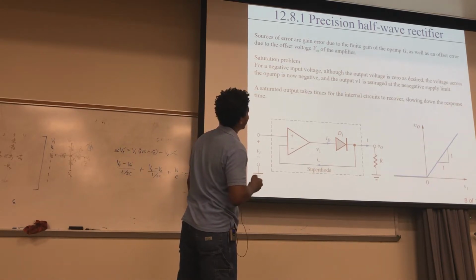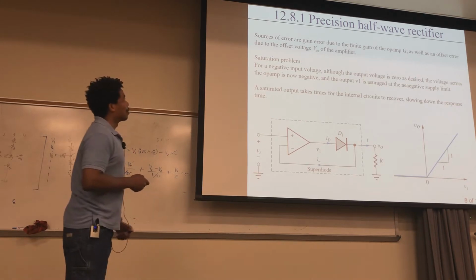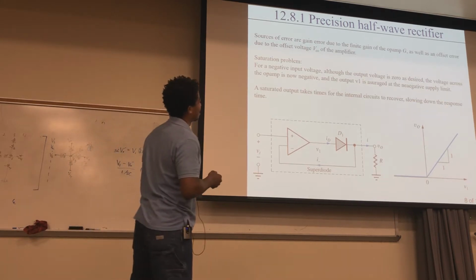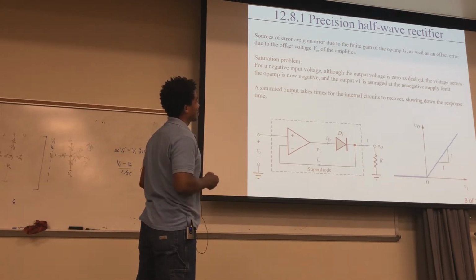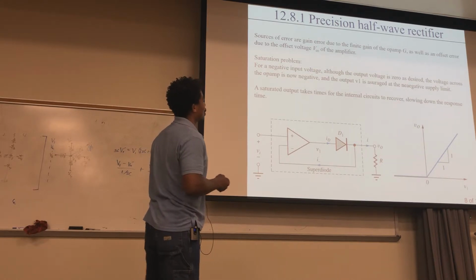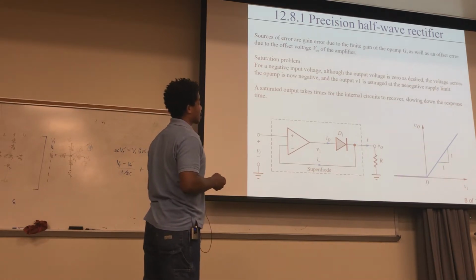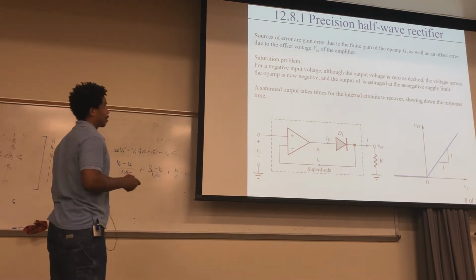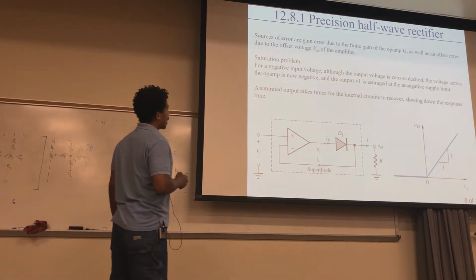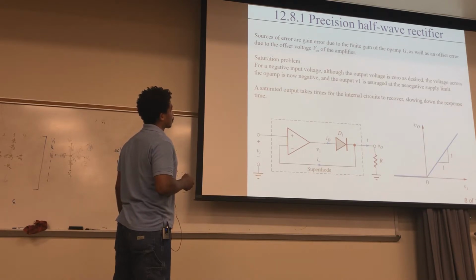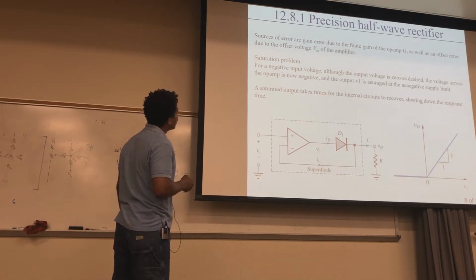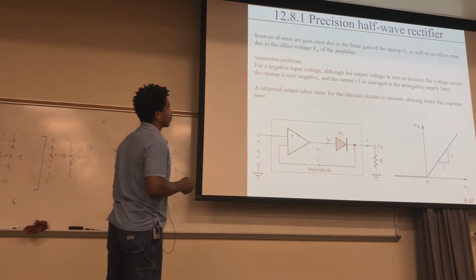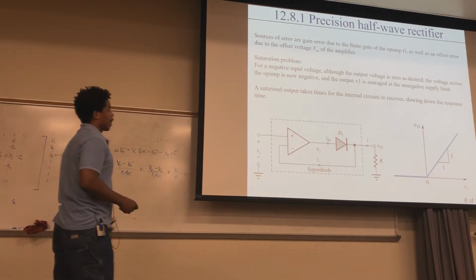Okay, that's really messed up right here. Wow, I really messed up. I did some really bad typing this morning. But what happened is that it saturates at the negative supply limit. I'll correct that when I put it up online. Okay, so a saturated output takes time. It takes time for the internal circuits to recover, slowing down the response time. Okay, so that's what happens.